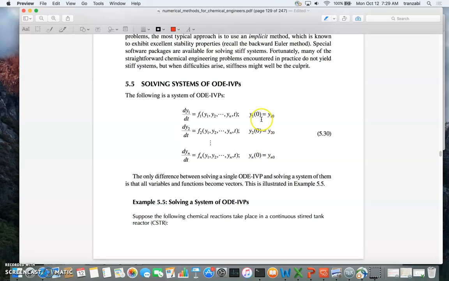For each, we have one condition. You can think of those as initial conditions. So let's say we have n equations, n initial conditions. We're going to solve all differential equations simultaneously.